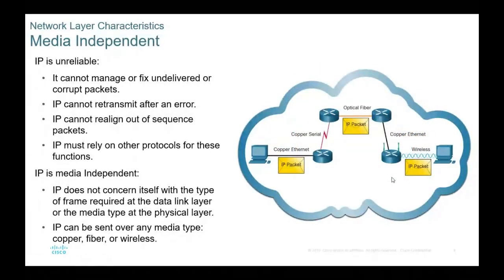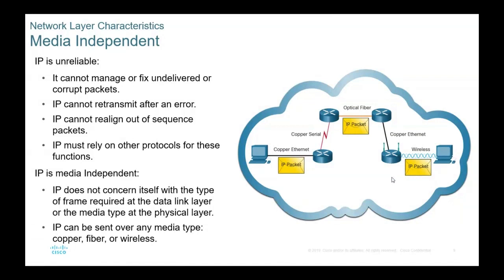It's media independent, so IP is unreliable. If you haven't noticed, it's connectionless, meaning it doesn't know if the other computer is even on. It's best effort, it tries its best, but it doesn't really check if it gets there. So really, it's not very reliable. Someone reliable would be doing all of those things, wouldn't it? So IP is unreliable, so it cannot fix undelivered or corrupt packets. IP cannot retransmit after any errors. IP cannot realign out of sequence packets.